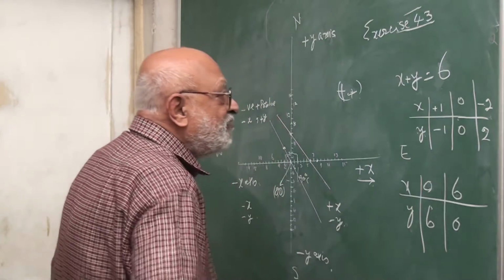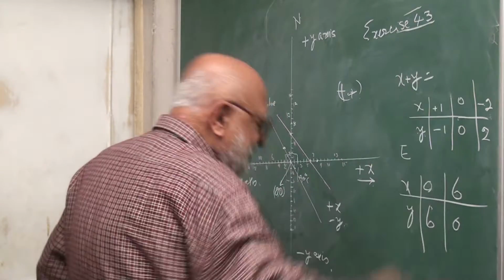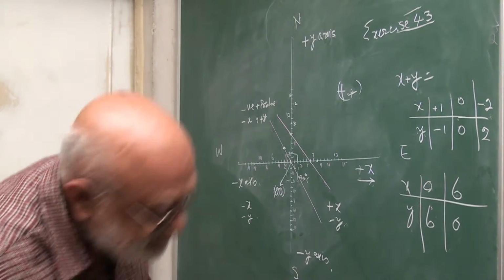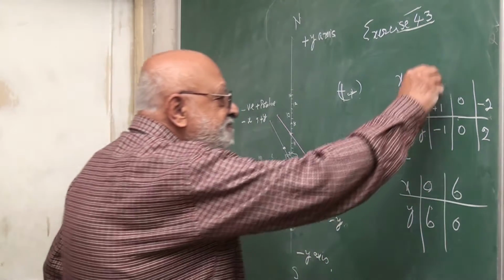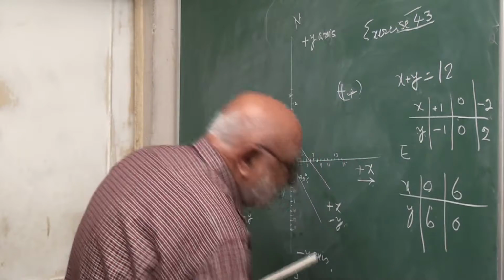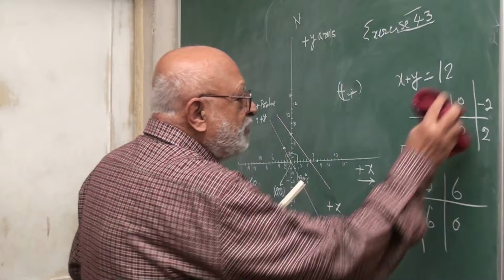Let us take another one. Instead of this, if this becomes 12, what happens then? Then again the same thing, x + y, now it is 12. So what will happen?